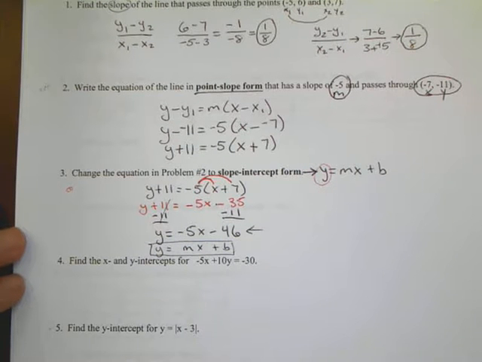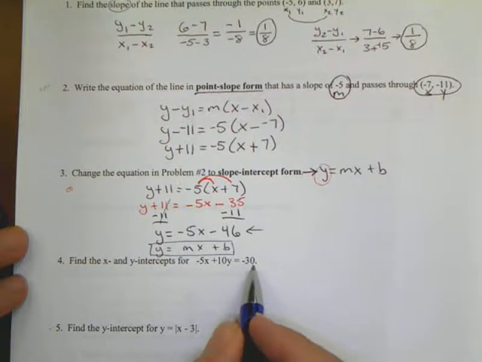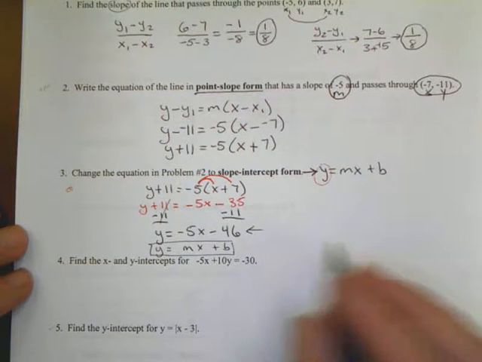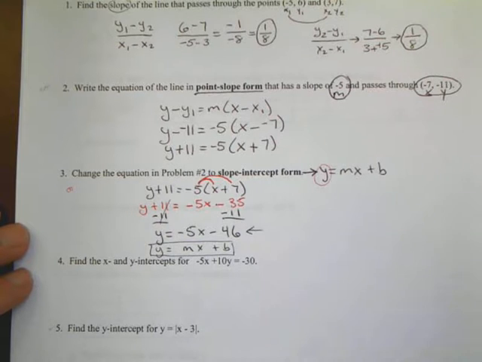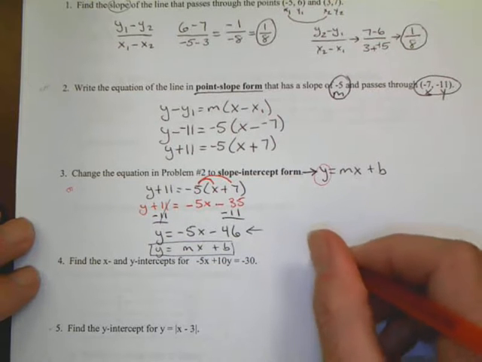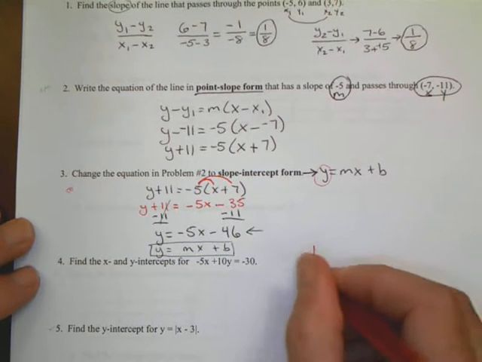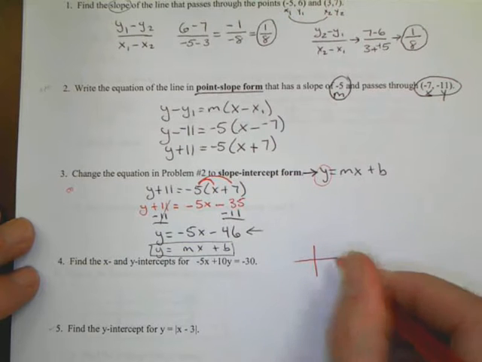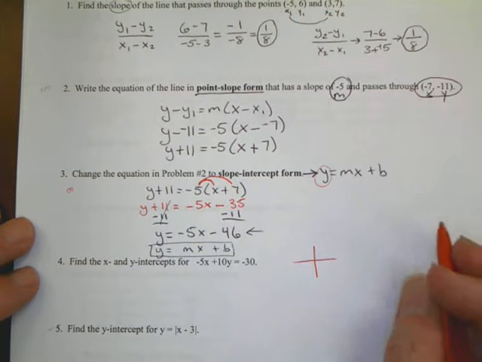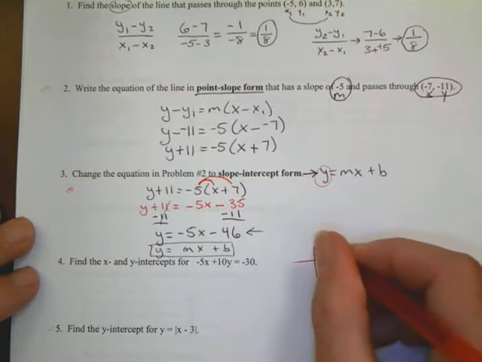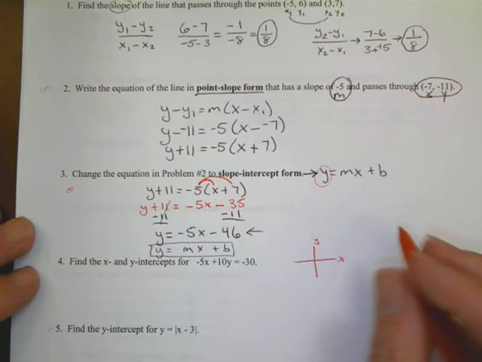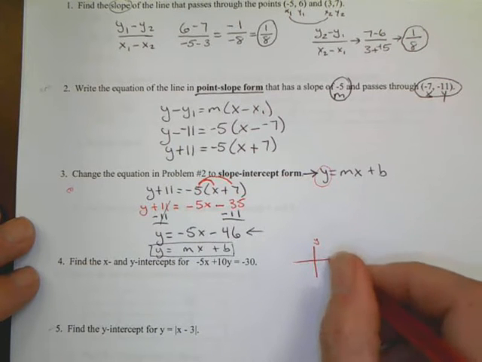Number 4, looking at the next one. Find the x and y intercepts for negative 5x plus 10y equals negative 30. Okay, so if you recall, the x and y intercepts means I'm looking for where this equation crosses the x and y axes. So here's my y, here's my x, and I want to know where it crosses this line, for the x-intercept.